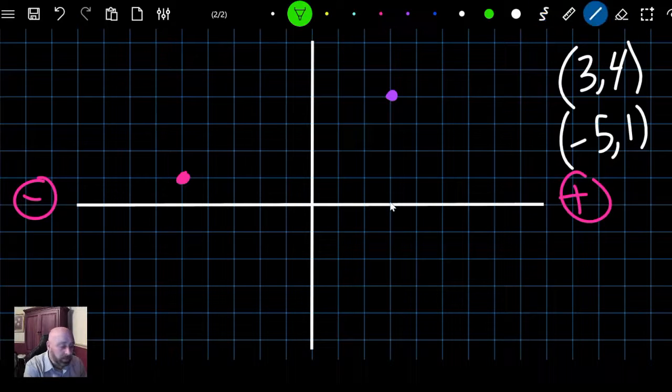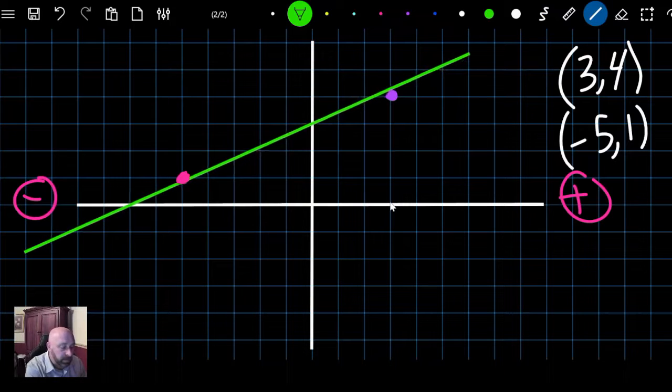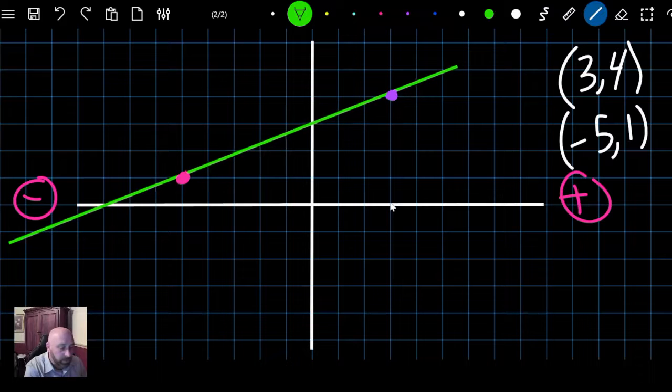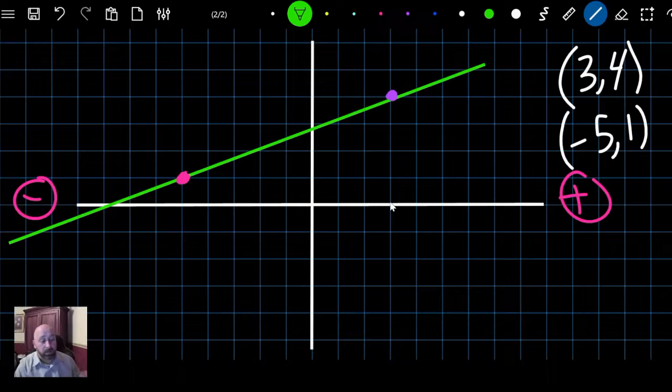It's a little bit tough for me to draw a line on here just to get it to be perfectly straight. And it's not quite. Let me try it one more time. And there we go. It's close enough. Okay. So we have our line because we have 2 points.